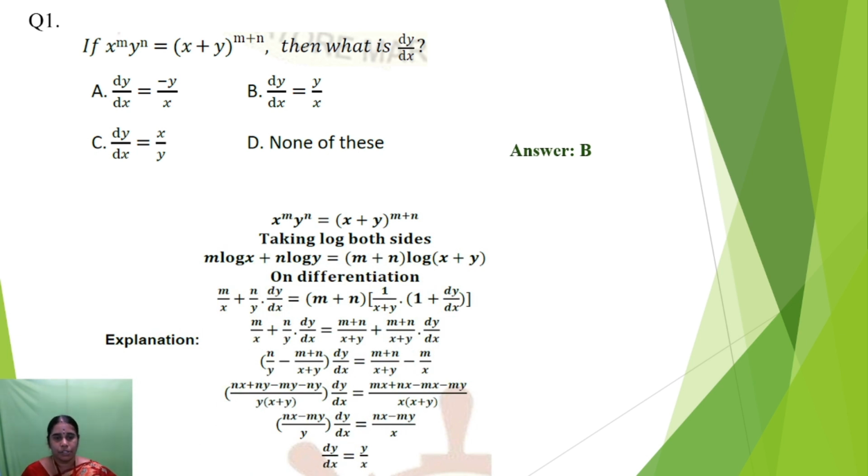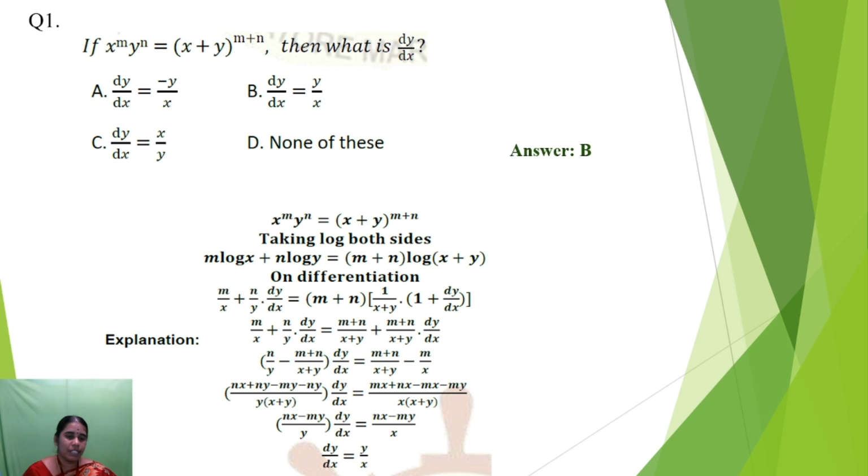Here is your explanation. Take the given equation, x power m, y power n. Having powers, in the sense we can't differentiate. So we just take log on both sides. On taking log on both sides, m log x plus n log y is equal to m plus n into log of x plus y. Now we have to differentiate.